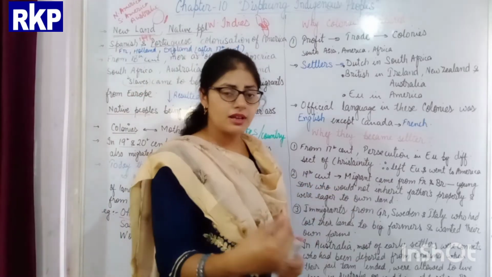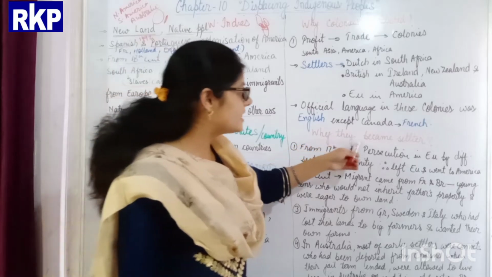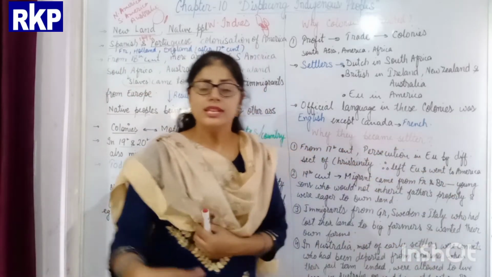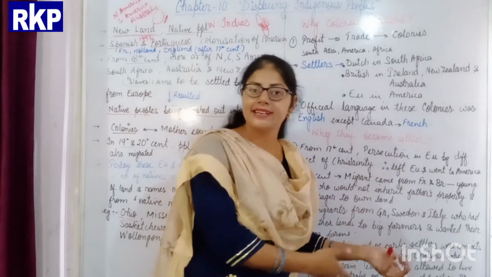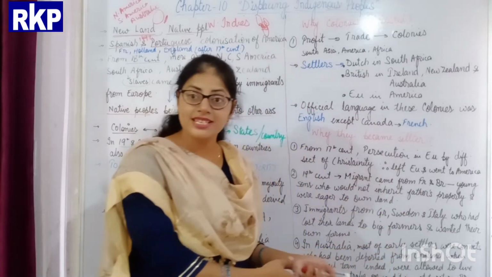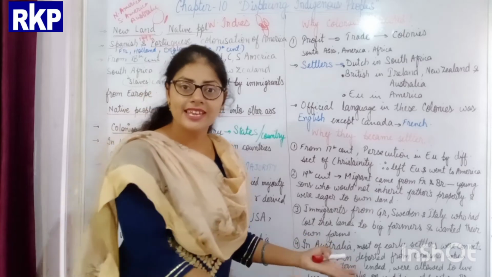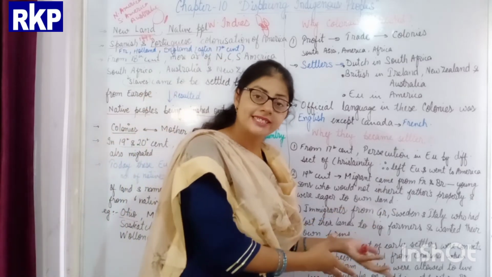Now beta, the question came to our mind, why did they become settlers? As I told you, the people from Europe and Asia came to these new lands and got settled over there, and came to be known as the settlers. But why did they come? Why did they reach these lands and get settled over there?